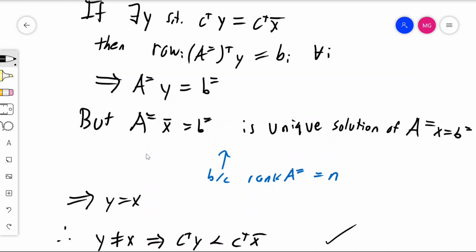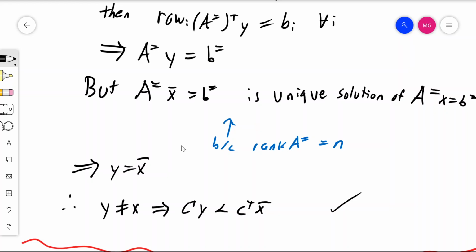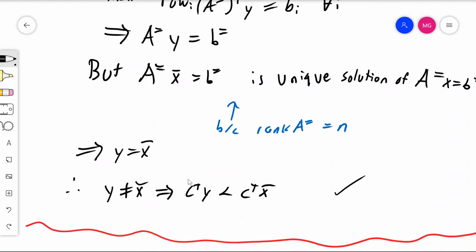So that means that y is equal to x. Sorry, that's not x, that's x bar. So let me put a bar there. So y is equal to x bar. Again, a bar. So therefore, if y is distinct from x bar, then it must be strictly less than, because it's less than or equal to, and if it were equal to, we just said that they're actually the same point. So if they're different points, then it's strictly less than. So that shows that the particular choice of C that we made, being the sum of the rows of the matrix of tight constraints corresponding to x bar, works as realizing x bar as the unique optimal solution to that objective function.